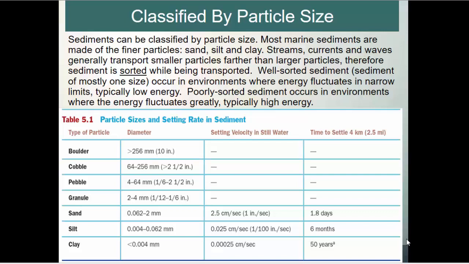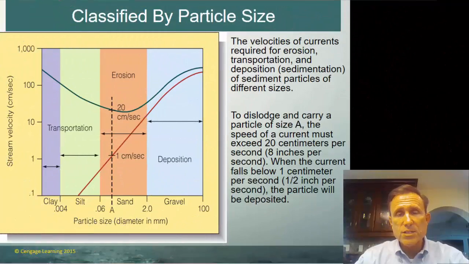And this table just gives you the particle sizes of sediments. And again, the sediments we typically find in the ocean are the smallest: sands, silts, and clays. So this chart is going to show us how different sediment sizes are dislodged, carried, and then deposited by streams based on the stream velocity and the size of the particle. So there's a lot of lines there.